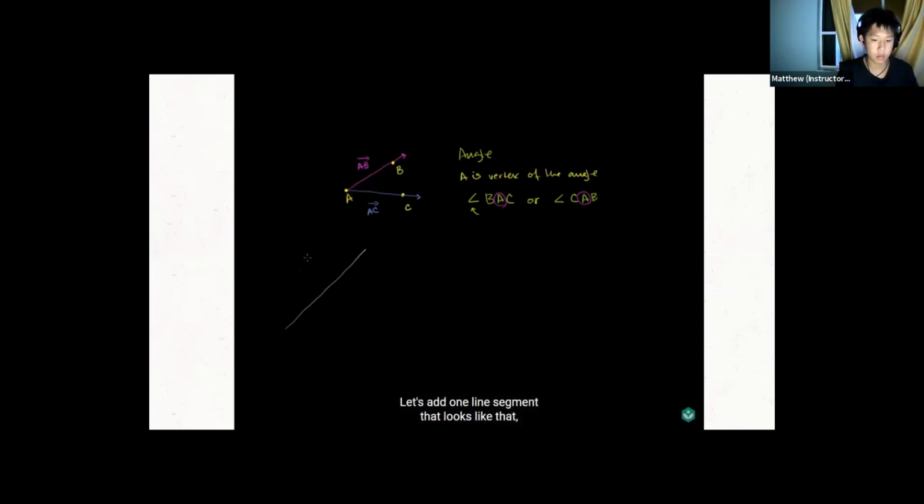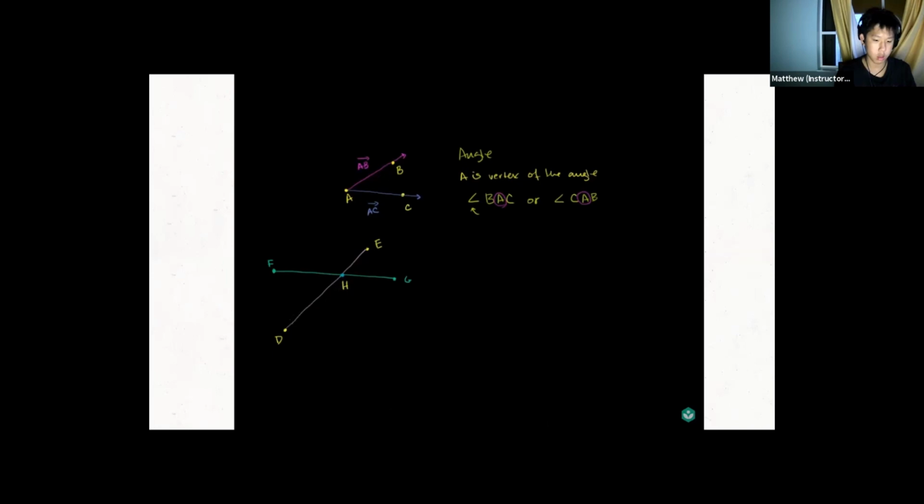But let's say I have one line segment that looks like that. Let me label some points here. So we've already used A, B, C. So let me call this D and E, points D and E. So this is line segment DE. And let's say I also have line segment FG. And let's say this point where these two line segments intersect, let's call that point H.